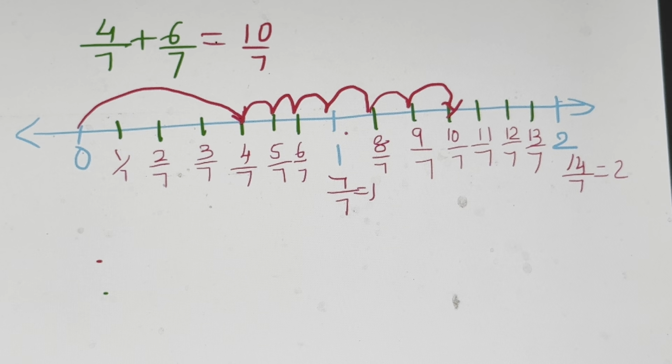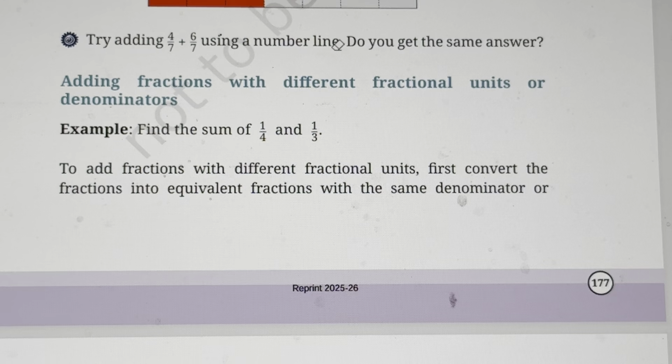And if you want the mixed form, you can see this is one whole, and after one whole, 1 upon 7, 2 upon 7, 3 upon 7. So this can also be written as one whole, 3 upon 7. So with the number line also we are getting the same answer. Now let us see some more examples.